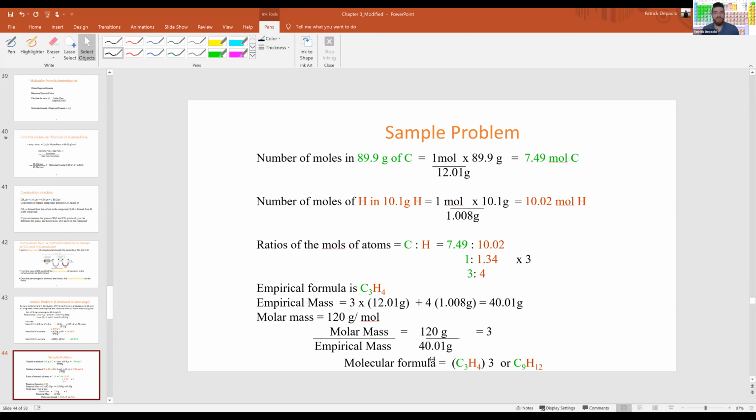Okay, so now we do the empirical formula with the hydrogen, and you get 10 moles. Then we're gonna divide by the least number of moles, which is 7.49. Dividing 7.49 by itself, you get 1. Dividing 10.02 by 7.49, you get 1.34, which is about 1.33. You can say that that's about a third, the 0.34. It's close enough. Then you multiply the entire ratio by 3, and you get a 3-to-4 ratio. That is the empirical formula. Is there any questions there?